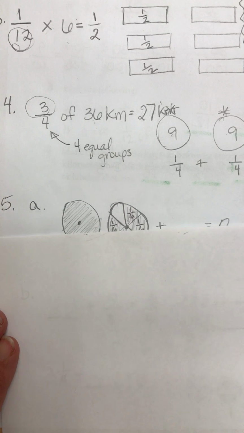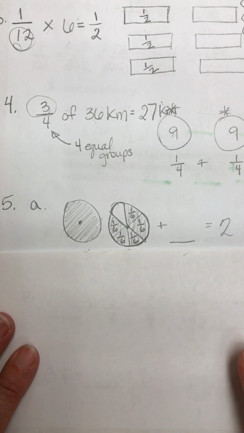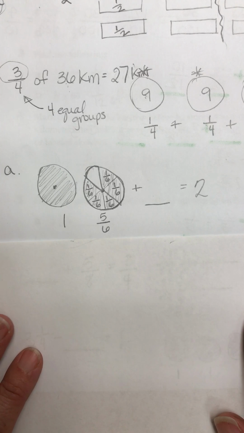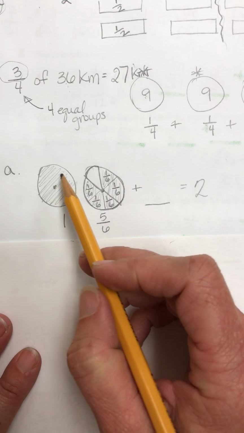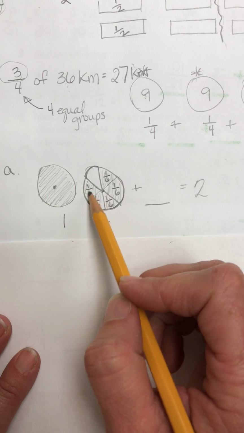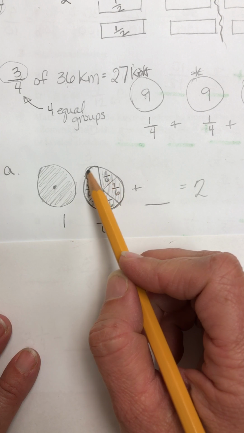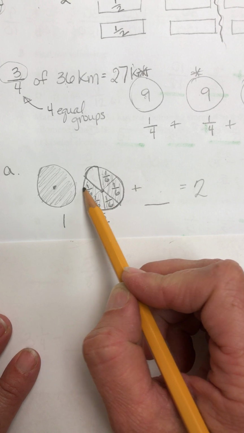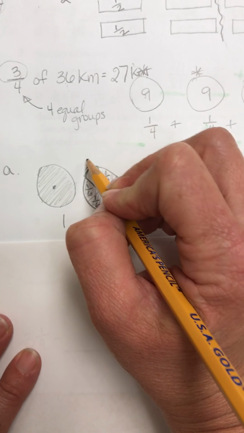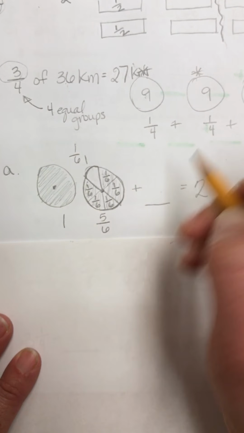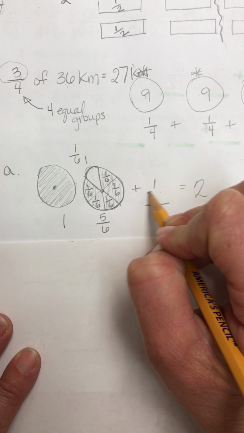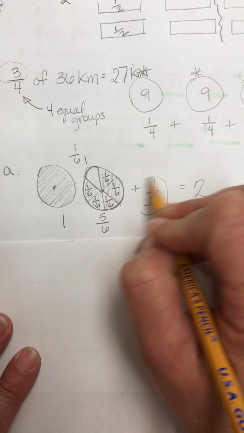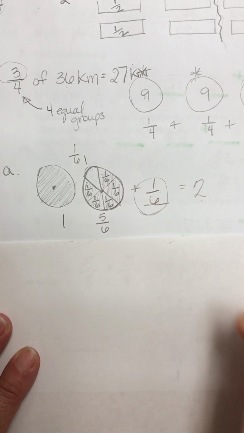So the last one, I have 1 and 5/6 plus something equals 2. And this one I drew out. I have 1 whole and 5/6, and this much goes right here. Well, if I have 5/6, I know that there's 1/6 left, which means 1 and 5/6 plus 1/6 would equal 2. So 1/6 is my answer.